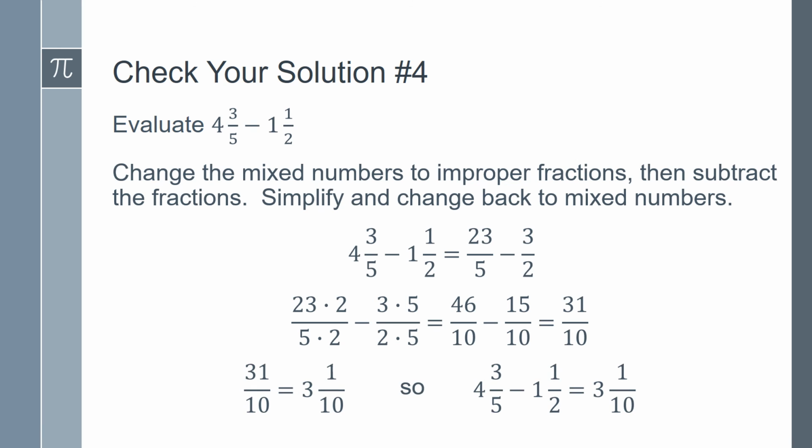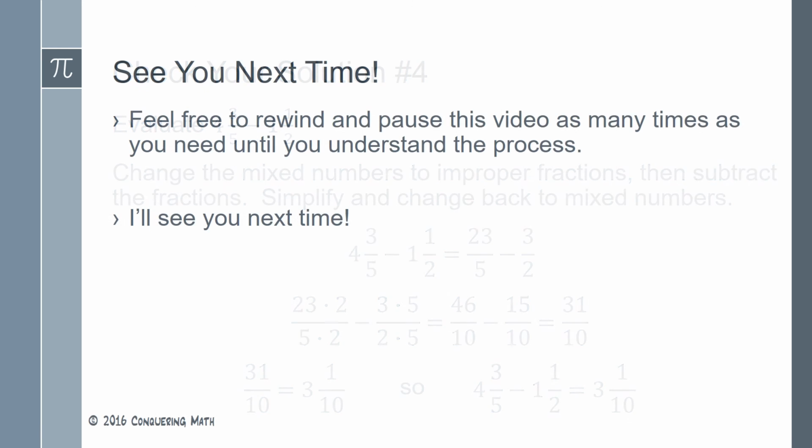31 tenths can be changed back into a mixed number, 3 1/10, so our original problem, 4 3/5 minus 1 1/2, equals 3 1/10.